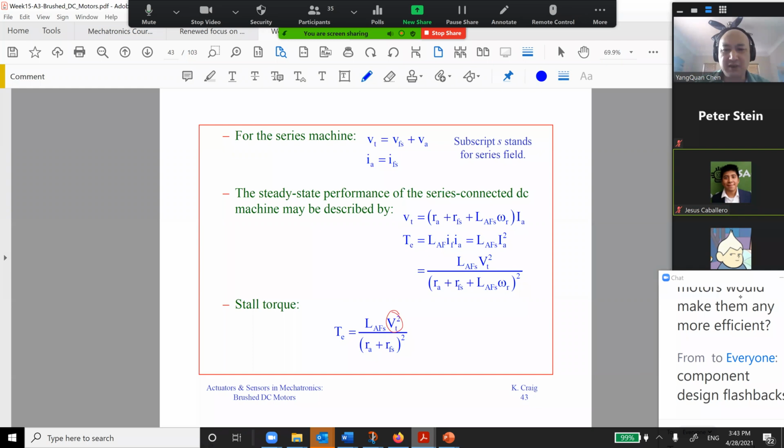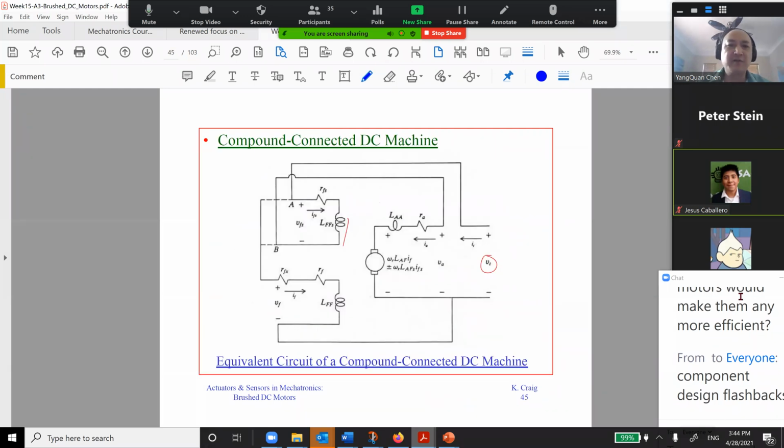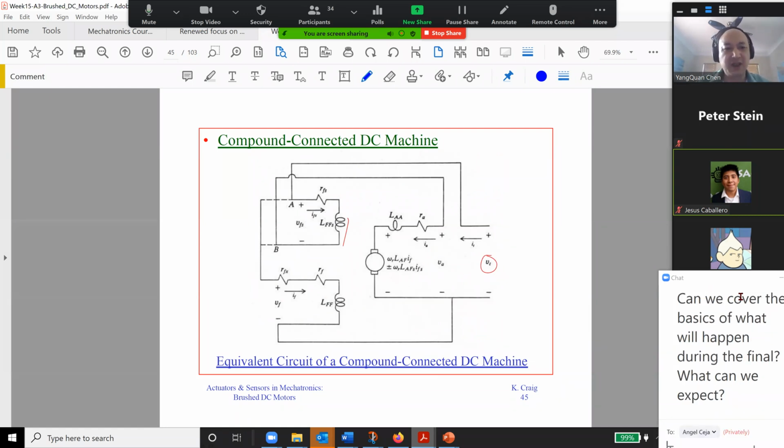Let me see. They have a high starting torque, meaning when omega is 0, what is the torque needed to sustain that? I think the starting torque is high. Therefore, it's used for high startup torque situations. They are also compound connected, so you have series and parallel.